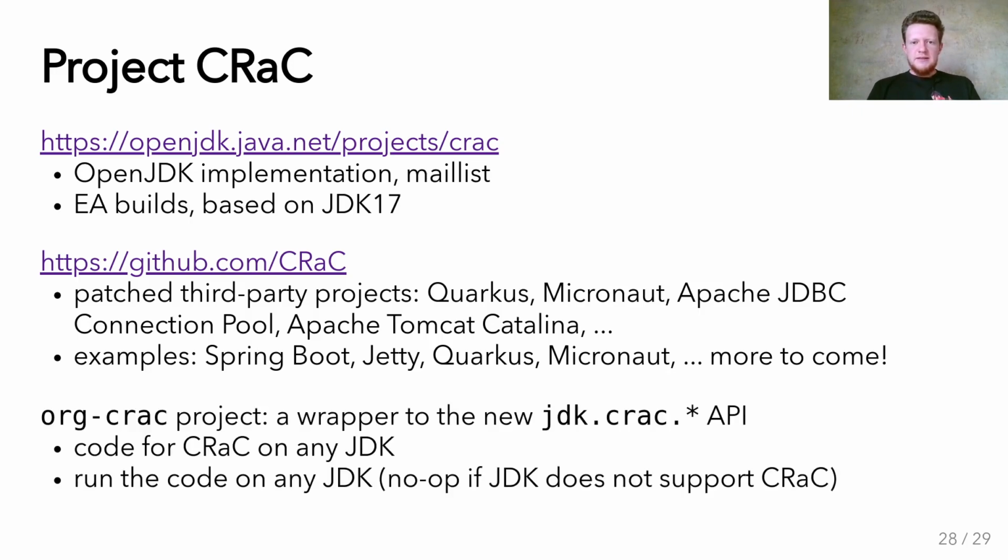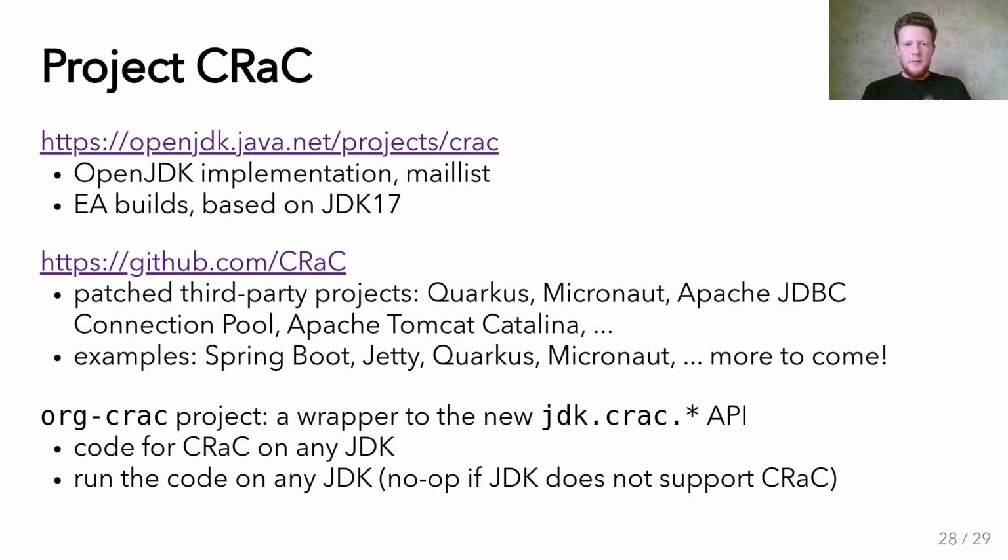And suppose, for example, that you'd like to play with the CRaC API, but you don't want to tie your project to a not yet released Java version. For this case, there is a project called CRaC. The idea is to provide a wrapper to the JDK CRaC API that will allow your application to build on any JDK you'd like. You don't have to change the JDK you use to build your application.